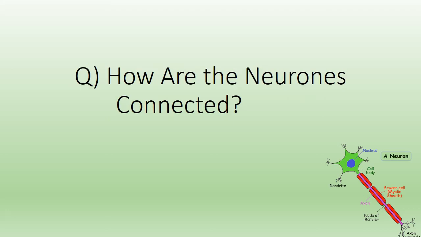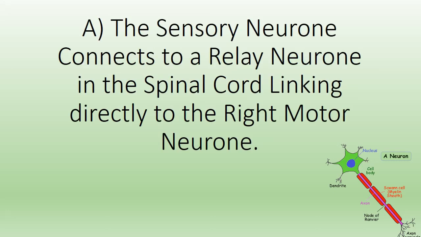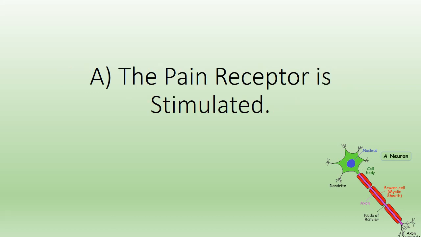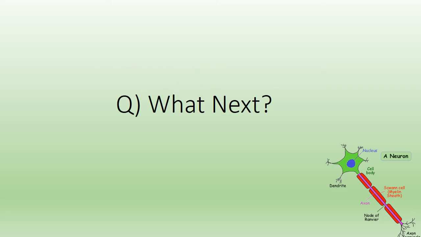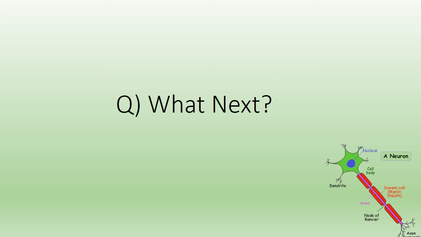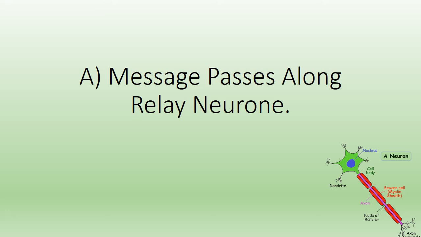How are the neurons connected? The sensory neurons connect to... What happens when you get stung by a bee? The pain receptor is stimulated. What's next? Messages travel along the sensory neurons. What's next? Message passes along relay neuron.